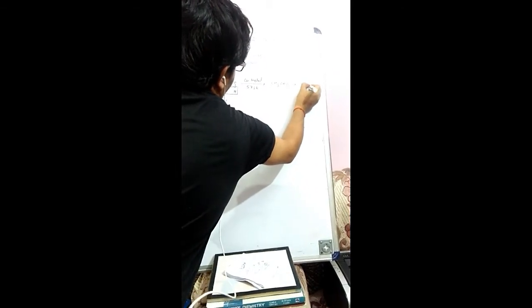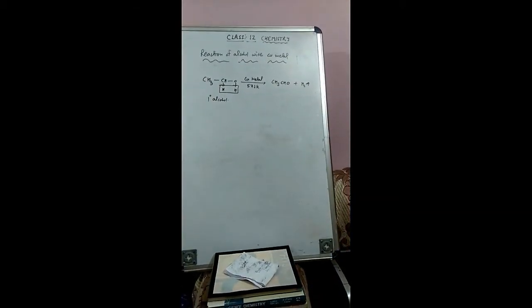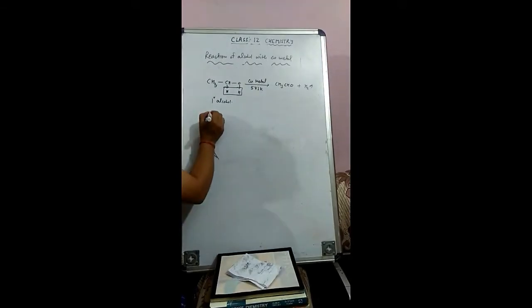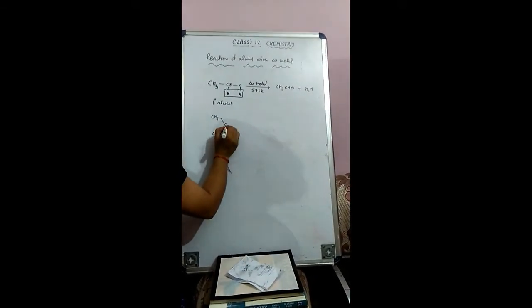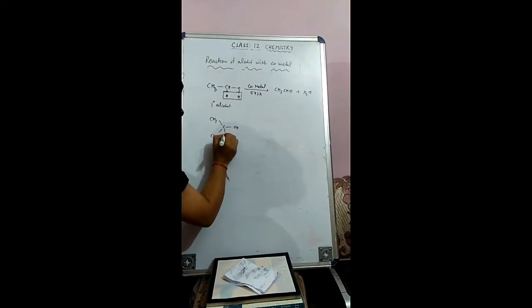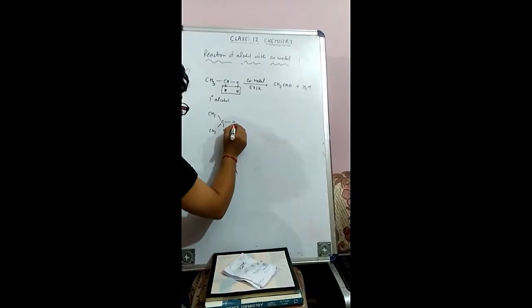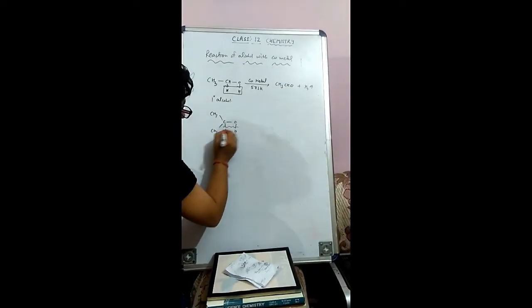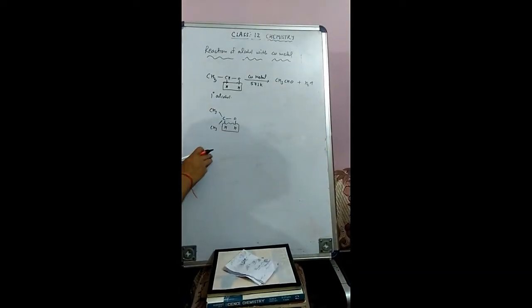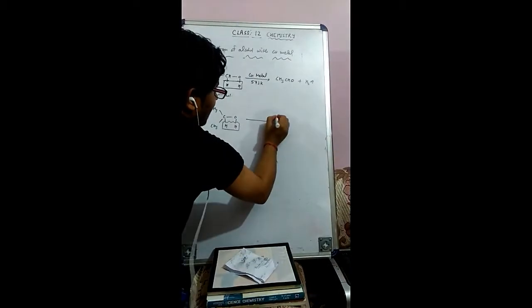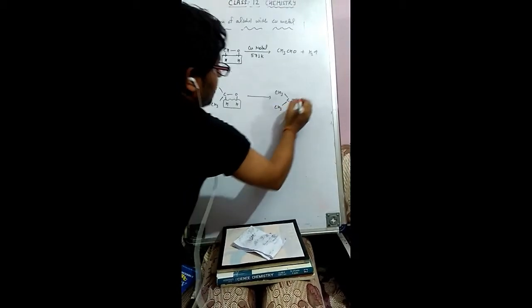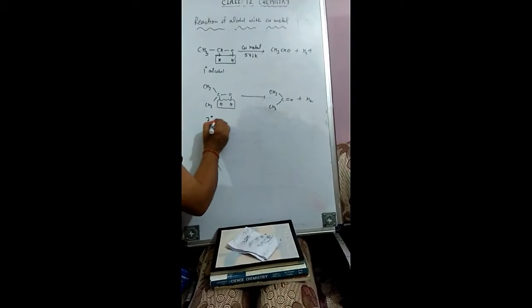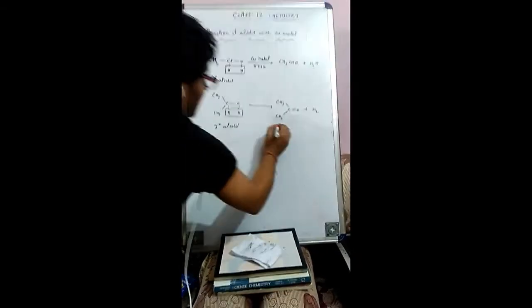Similarly, suppose I take a secondary alcohol. Secondary alcohol is CH3 single bond C single bond CH3, single bond OH, single bond H. Same, from here the bond splits and we get H2, and this gives us CH3 single bond C double bond O single bond CH3 plus H2. That means secondary alcohol gives us a ketone.